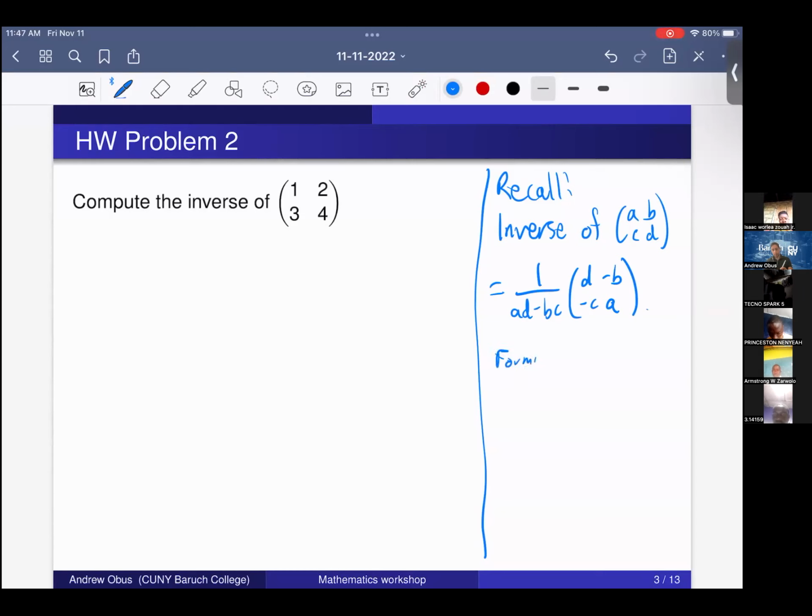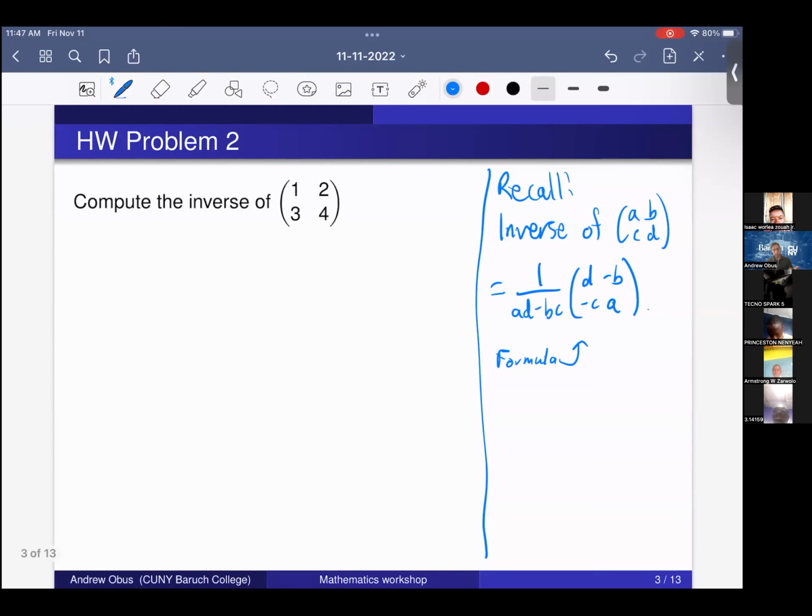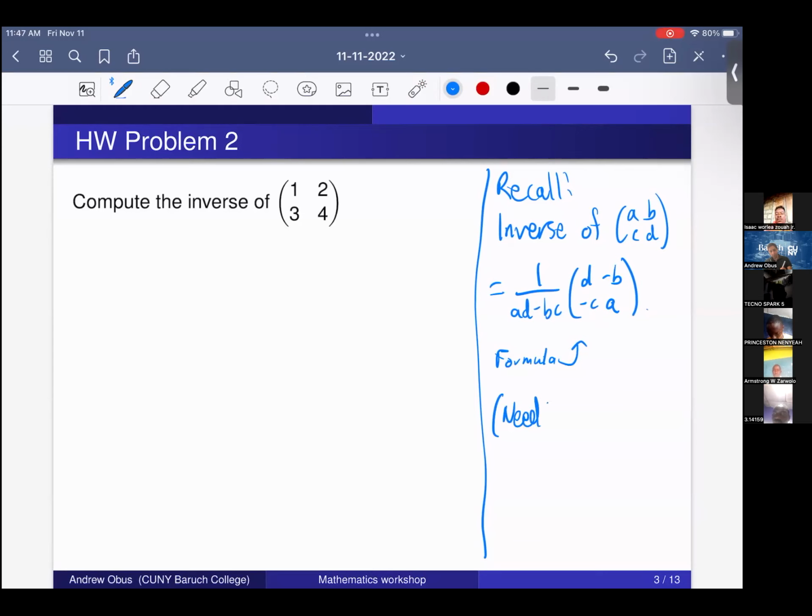This is the formula. Right. So this is a straightforward question. We just have to plug it into the formula, right? So if we compute this inverse, and of course, what we need also here before we do the answer, you need that AD minus BC is not equal to 0 because you don't want to divide by 0. So this formula only works if AD minus BC is not equal to 0.